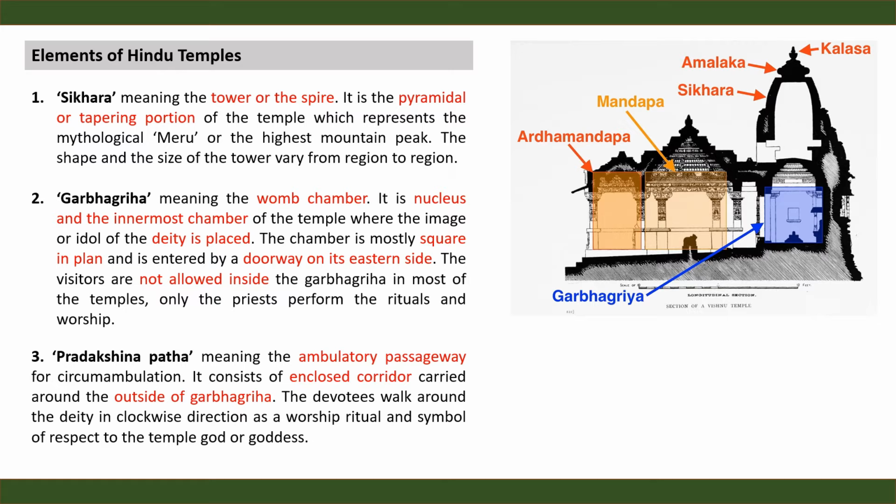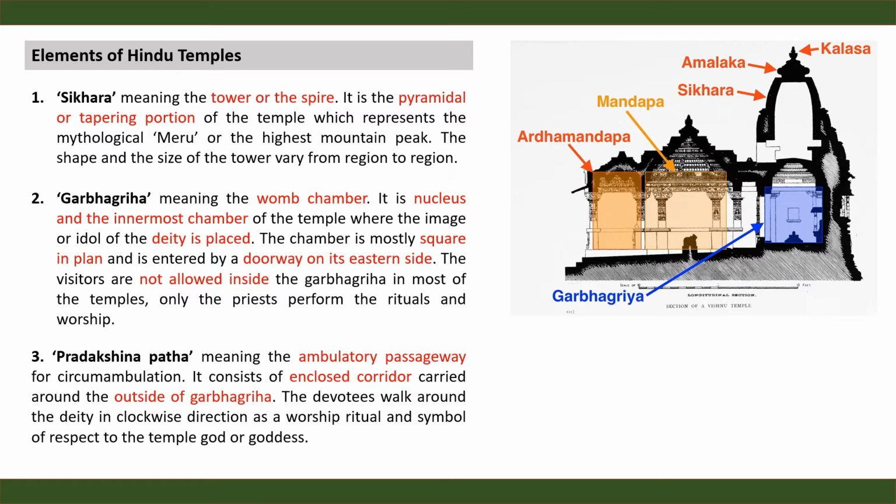Next is Garbhagriha, which means the womb chamber. It is the nucleus and the innermost chamber of the temple where the image or the idol of the deity is placed. The chamber is mostly of a square plan and is entered by a doorway on its eastern side. Here, the visitors are not allowed inside the Garbhagriha in most of the temples, and only the priests perform the rituals and worship over here.